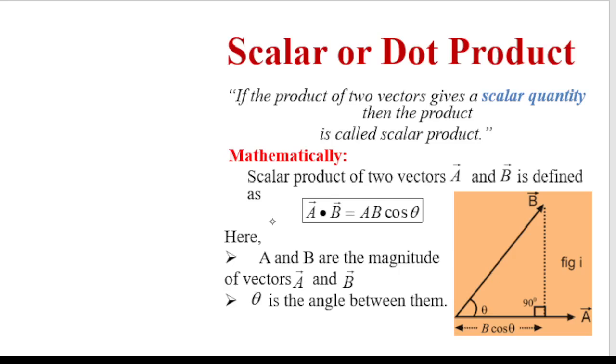Scalar product or dot product. If the product of two vectors gives a scalar quantity, then the product is called scalar product. Mathematically, we can write A dot B is equal to AB cos theta. Here A and B are the magnitudes of vectors A and B. Theta is the angle between them.